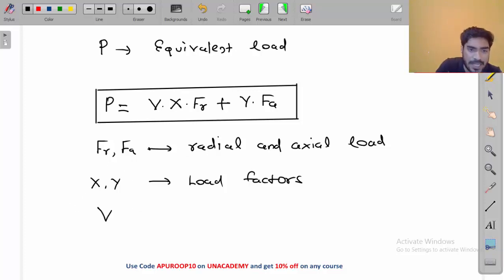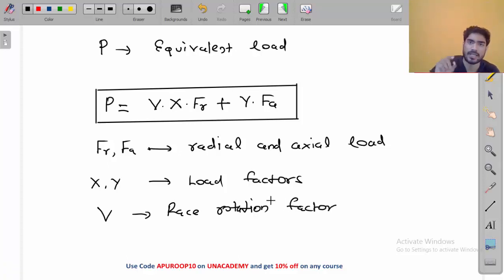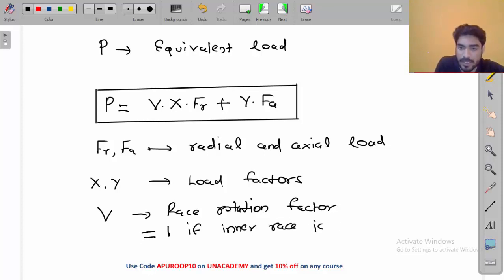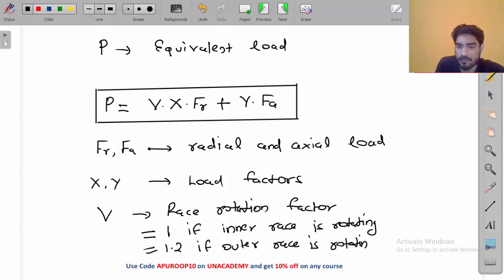And V is known as the race rotation factor. Now, what is the race rotation factor, my friend? I told you that usually the inner race is rotating and the outer race is fixed. But in some cases, the outer race is rotating and the inner race is fixed. So in that case, V will be different. Its value is 1 if the inner race is rotating, and its value is 1.2 if the outer race is rotating. So depending upon which one is rotating, we have different values of V.